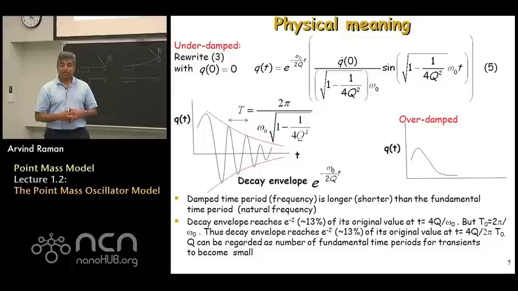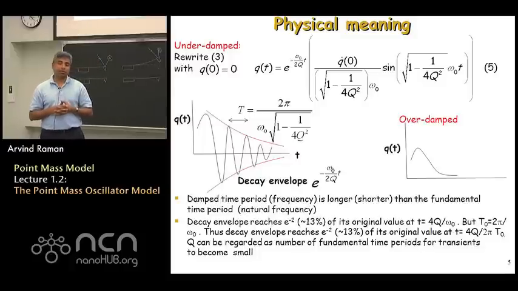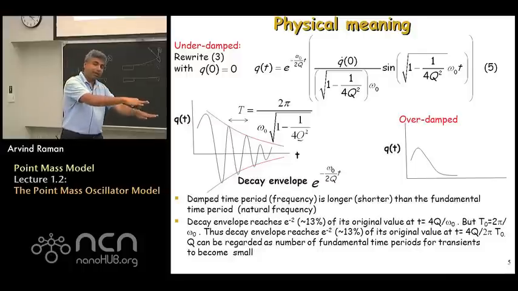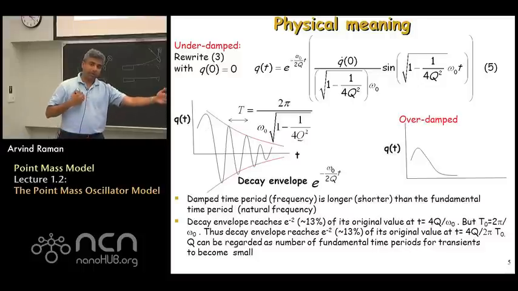So what this means is that the Q factor of an oscillator is a very good measure of the number of fundamental time periods that need to pass before the amplitude becomes roughly 10 to 15% of its original value. Larger the Q, the longer it takes to decay. Smaller the Q, the more rapidly in time it decays.